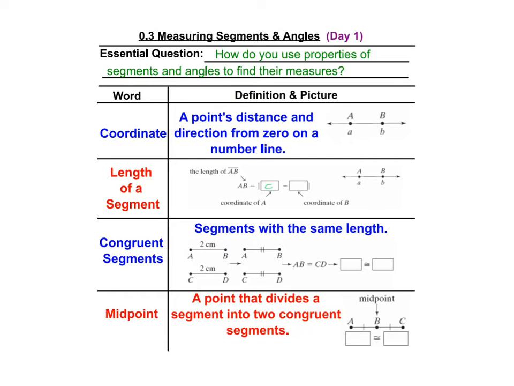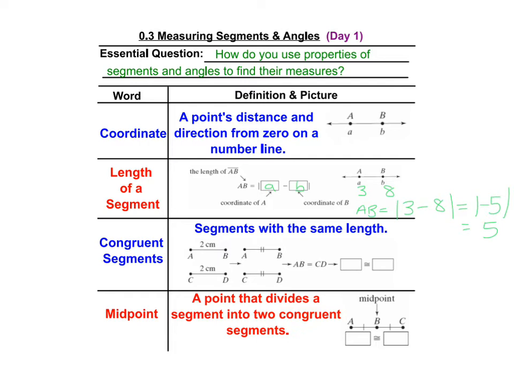So A minus B. For example, if A was at 3 and B was at 8, the length of AB would be the absolute value of A minus B. 3 minus 8 is -5. And then remember, absolute value is the distance from 0. So if it's a negative number, it switches to positive and it would be 5. So the length of segment AB would be 5.